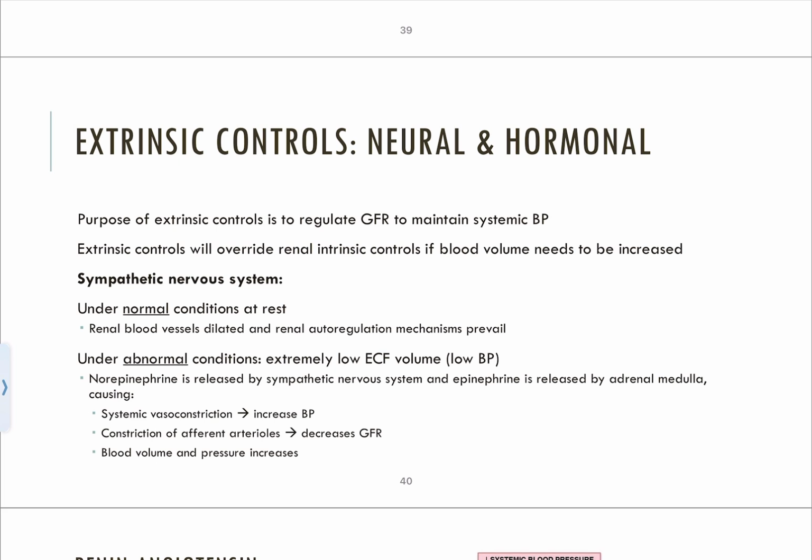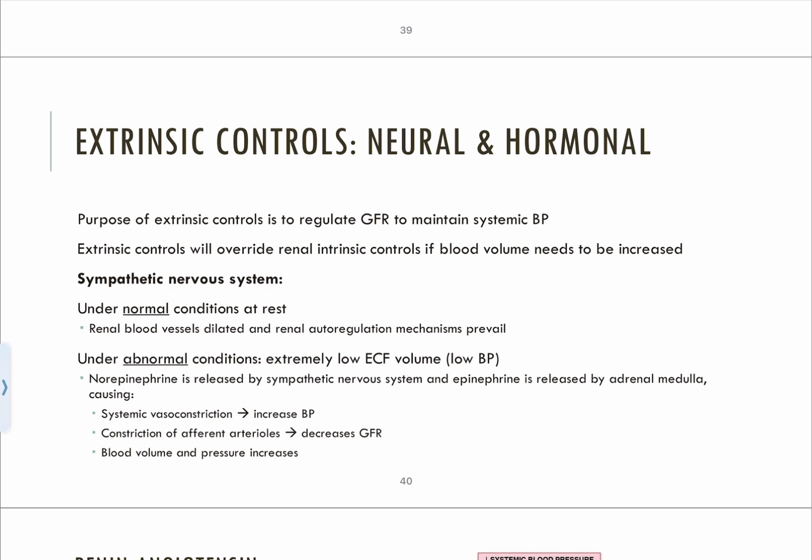So our extrinsic controls are a little bit different. The purpose of the extrinsic controls in helping regulate the GFR is to maintain our systemic blood pressure. So in the event that our intrinsic controls are not doing what they need to do, our extrinsic controls can override them and go in and take over. So with our sympathetic nervous system, under normal conditions at rest, the renal blood vessels are going to be dilated and our renal autoregulation mechanisms are going to be taking over.